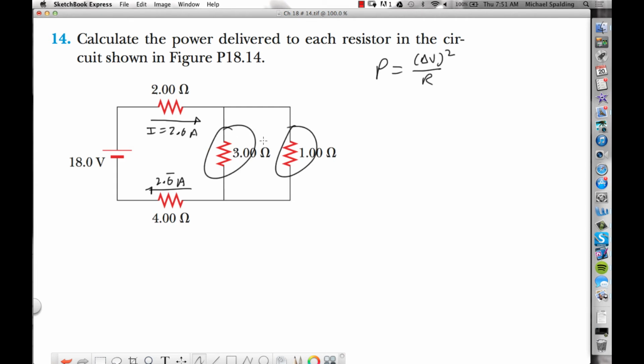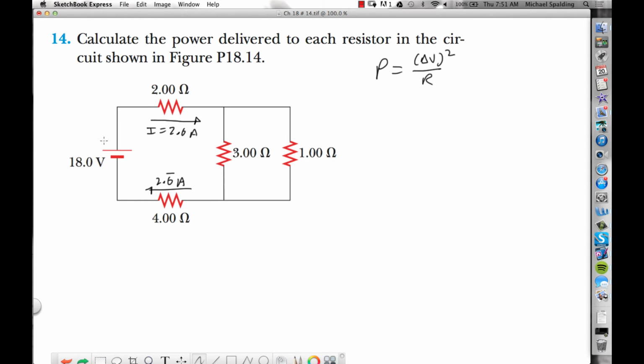The delta V. Hey man, what's the number one way kids tell the grader that they have no idea what's going on? They see V right here, they go, ooh, there's a V, plug it in. Is the voltage across these guys, the voltage across the 3 and the 1, 18? No, that's the voltage of the whole circuit. Okay? So, how do we get the voltage across these resistors?